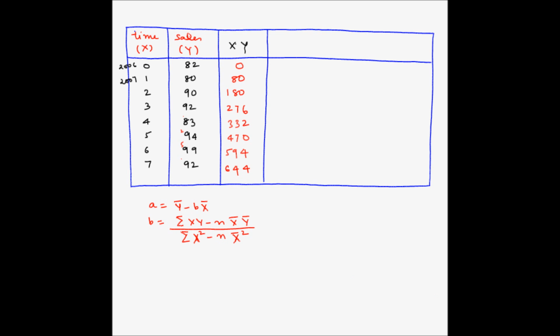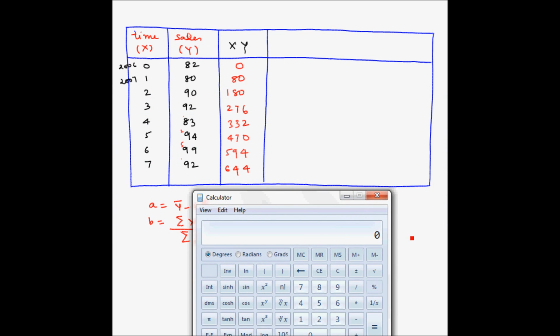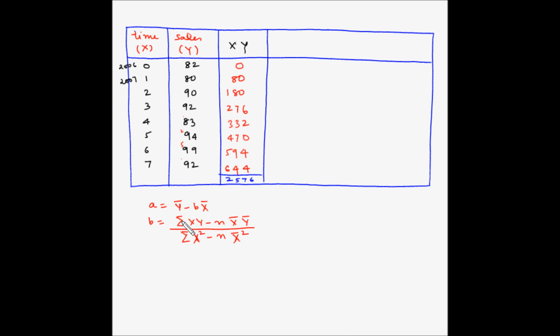Now next we need to add them up. So let me pull my calculator here. So 0 plus 80 plus 180 plus 276 plus 332 plus 470 plus 594 plus 644. The total here is 2576. So we have found this part, that is sigma xy.